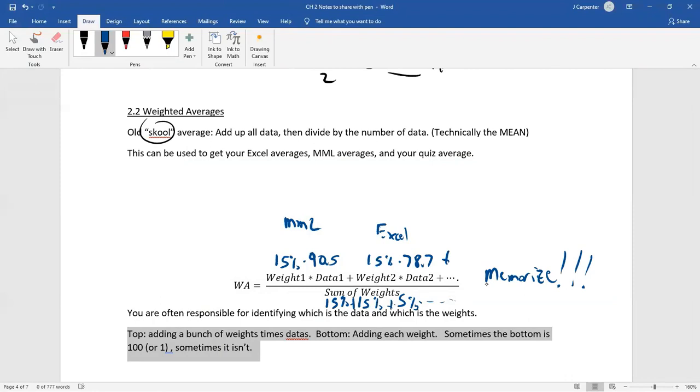So maybe there's an assumption there that's wrong. Either way, not the point of the problem. Weight times data plus weight times data plus weight times data plus weight times data. So we're going to do several examples of this. We're going to start with something much simpler than our grade in this course.